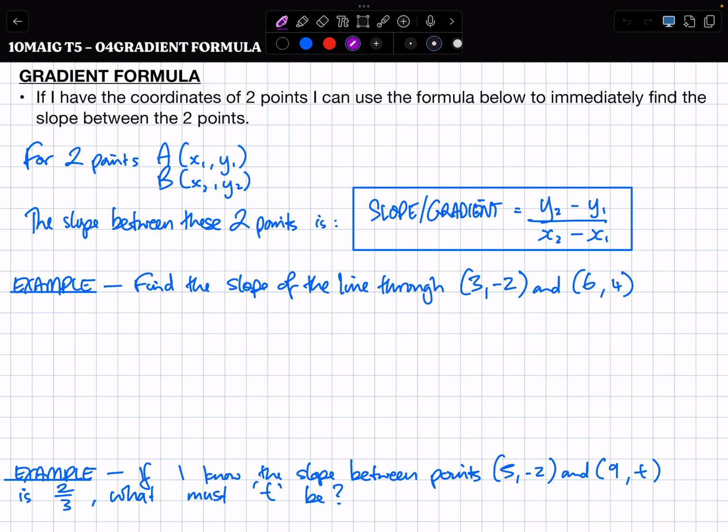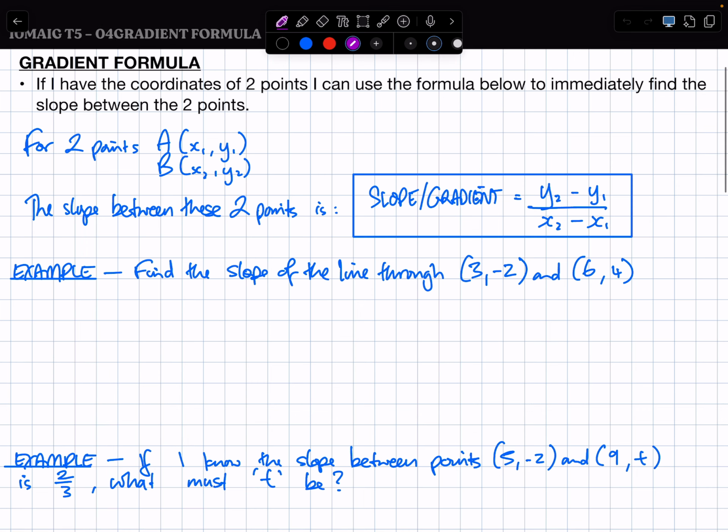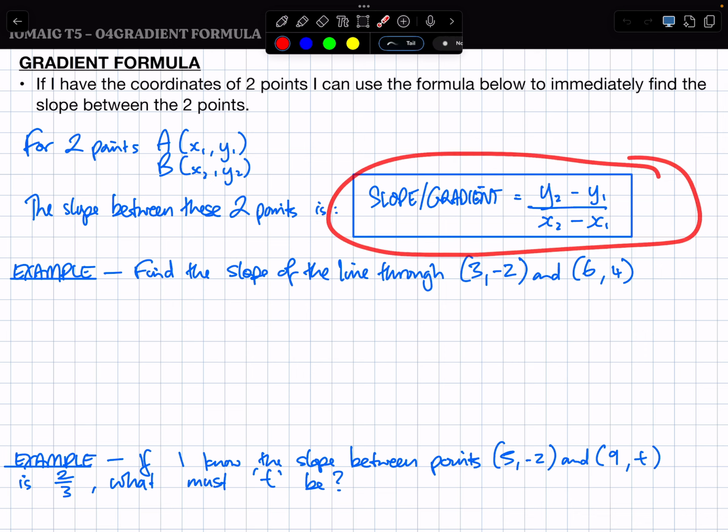So I gave you the formula for the midpoint between 2 points. Now I need a gradient formula. If I've got the coordinates of 2 points, just use the formula below to find the slope between them. So another cheat sheet special. The slope or gradient between 2 points is going to be y2 minus y1 divided by x2 take x1.